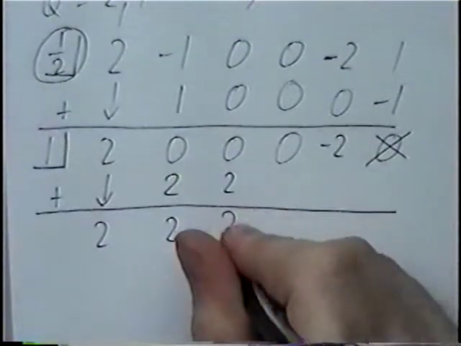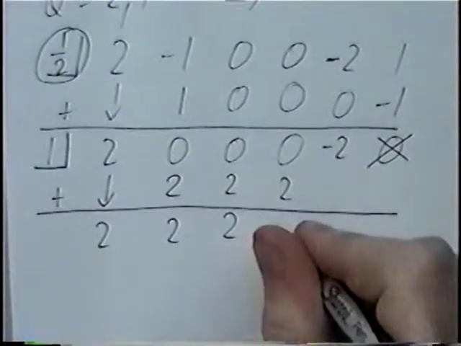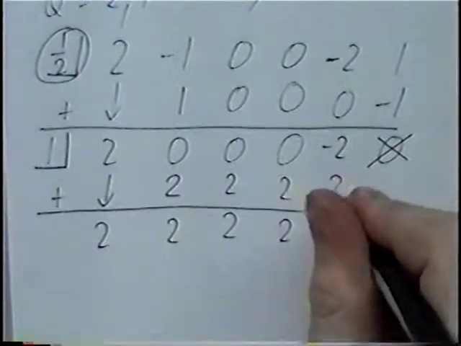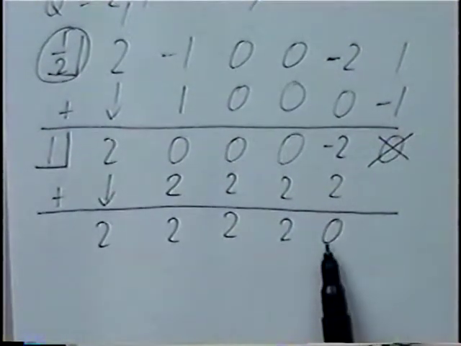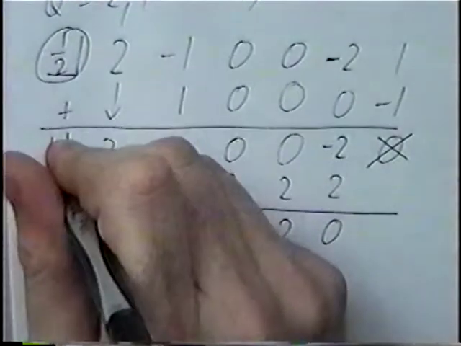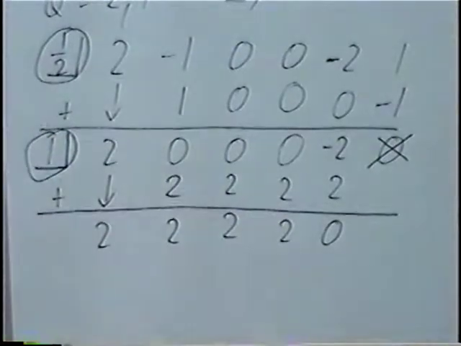2 times 1 and adding 0, 2 times 1 and adding 0, and 2 times 1. Negative 2 plus 2 would be 0. And again, a remainder of 0 means this is a factor or 0 of the question. So positive 1 also works as a 0.